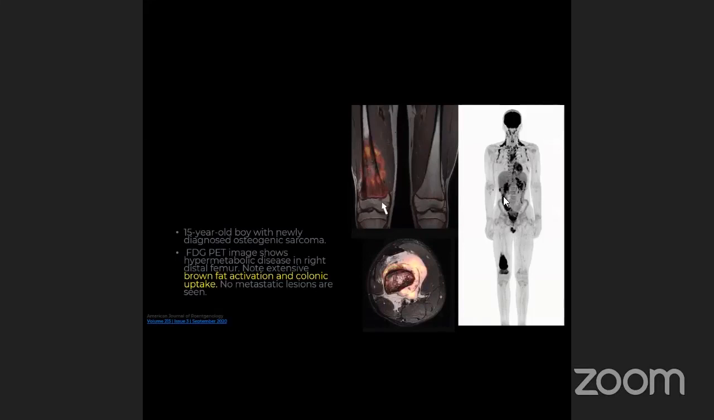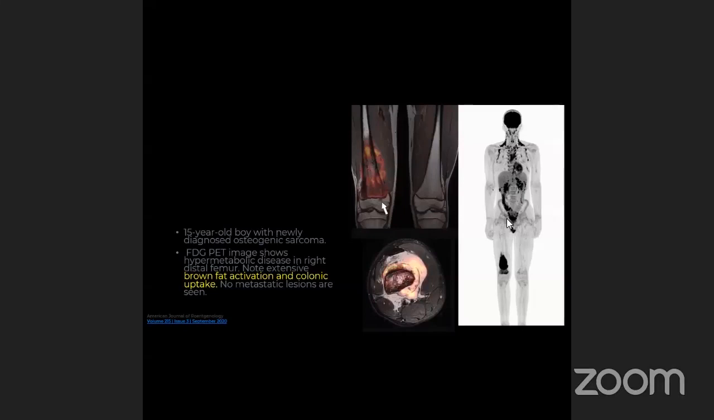And we can also note something. Is this metastasis or not, what do you think? This patient has in his colon high activity, hypermetabolic activity here. What do you think? Is this metastasis or not? Not metastasis. Sometimes the colon has high activity, yes.